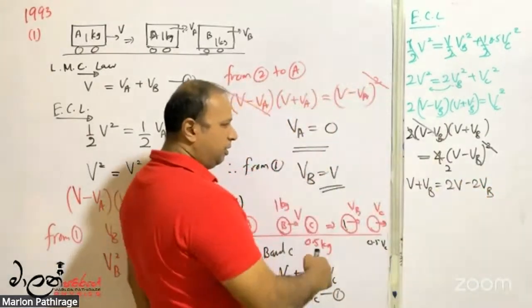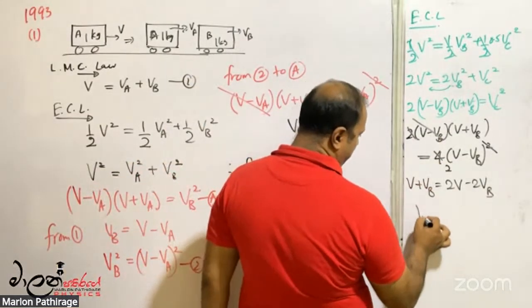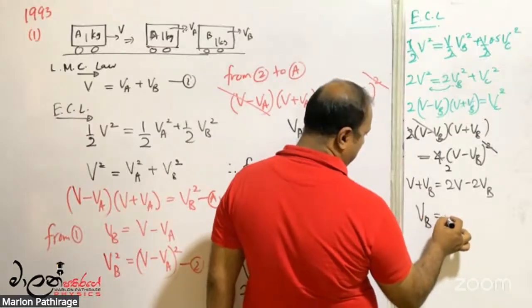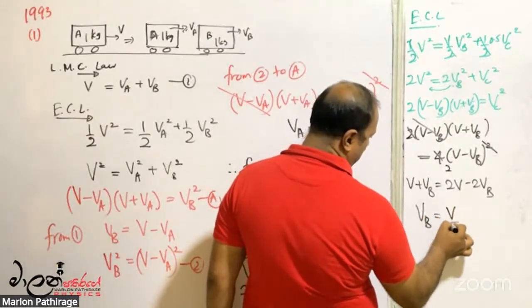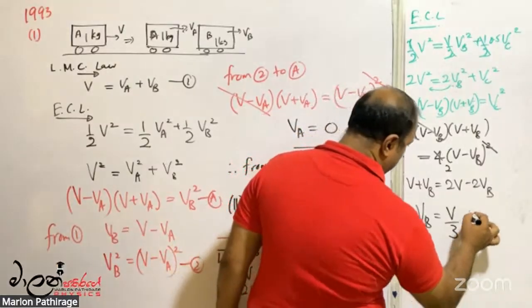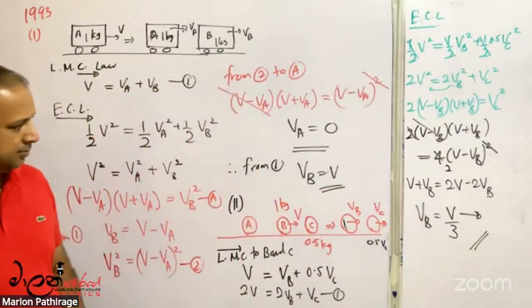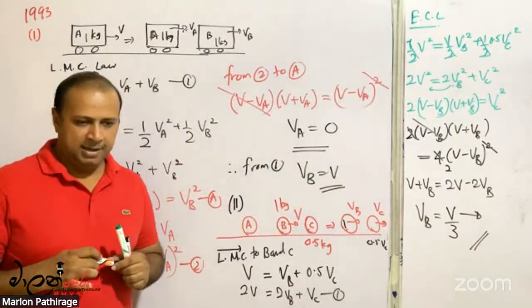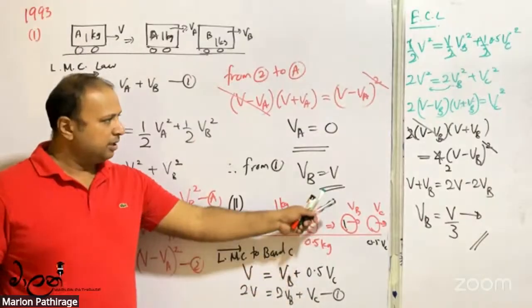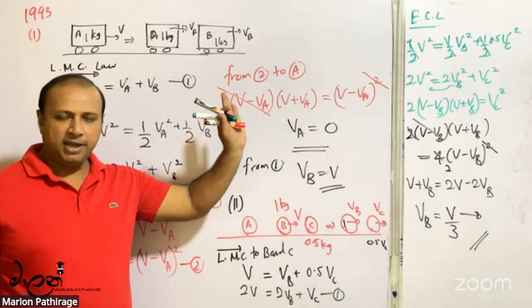Therefore, v_B, you can take this one to here. Remember again, v_B is equal to v over 3. Is that clear? If you get my calculation, please raise your hand.